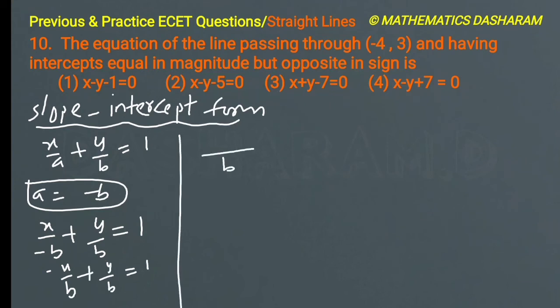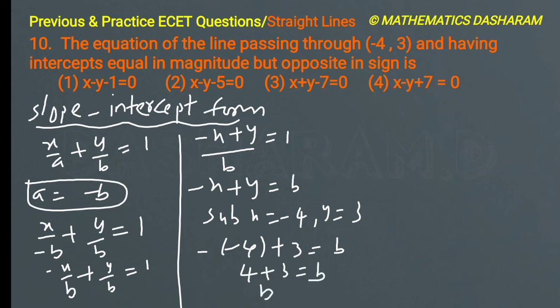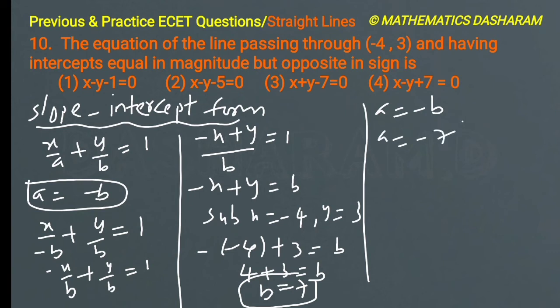Now the LCM is b. Minus x plus y equals 1 times b, so minus x plus y equals b. But as per the question, the line is passing through minus 4 comma 3. So substitute x equals minus 4, y equals 3. Then minus of minus 4 plus y value 3 equals b. So 4 plus 3 equals b, so b equals 7. But a equals what? a equals minus b, so a equals minus 7.